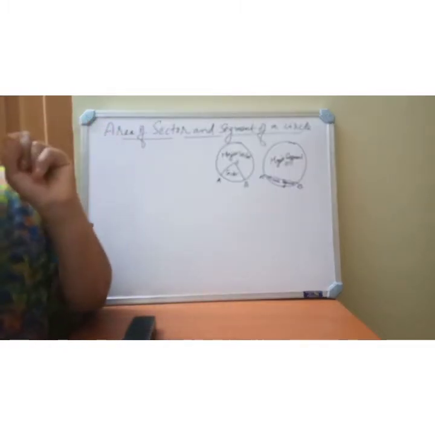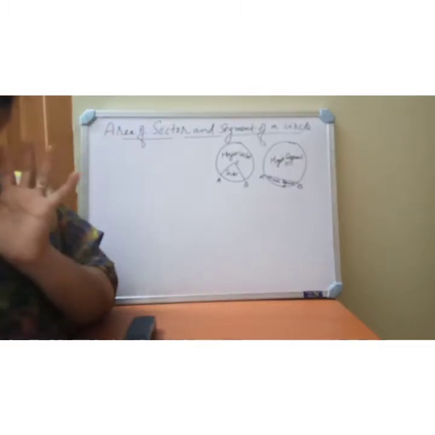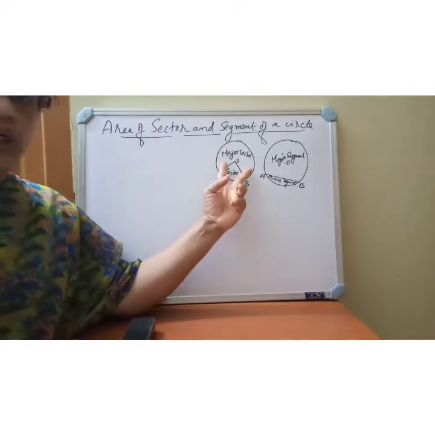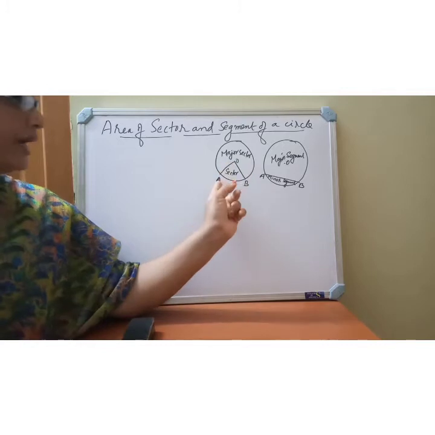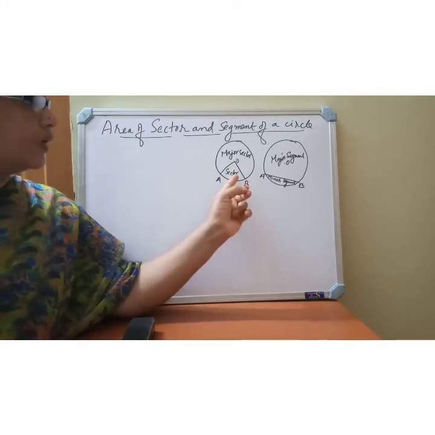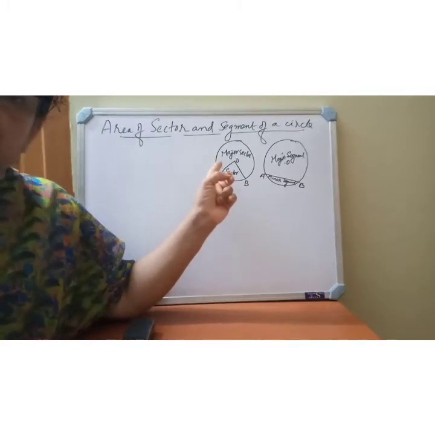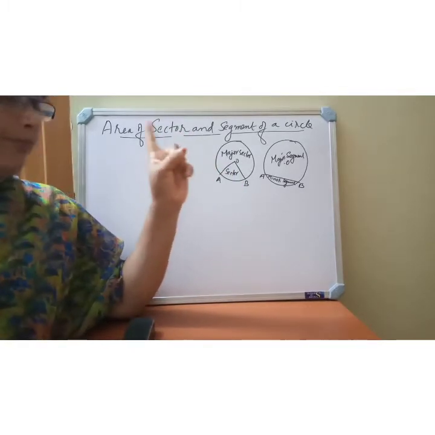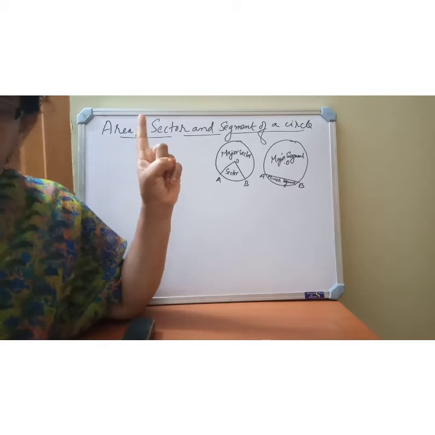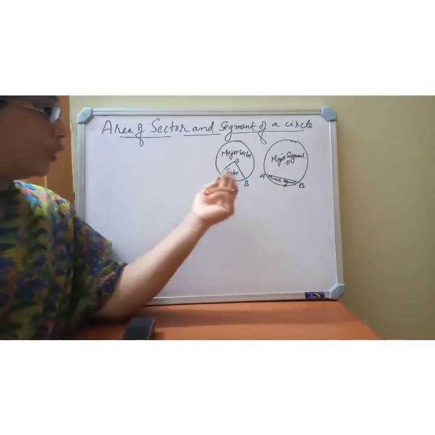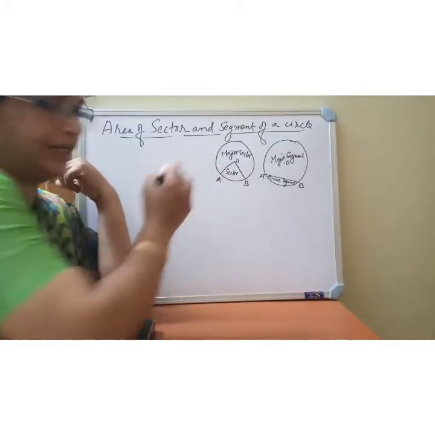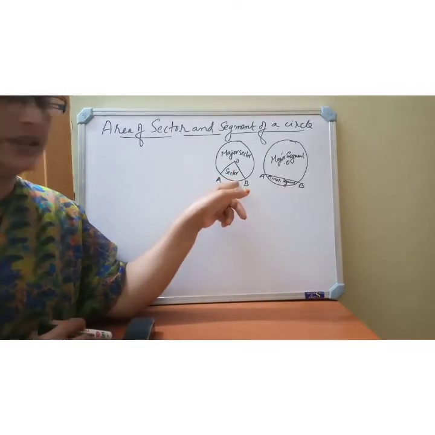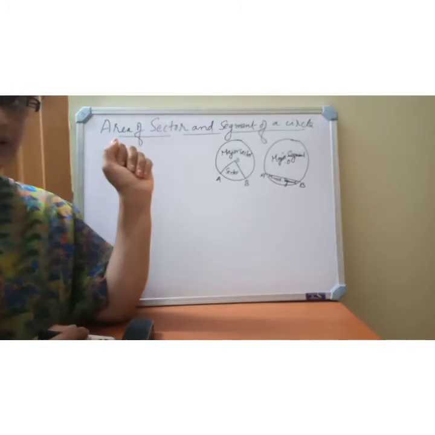So what is meant by the definition of a sector? The part of a circular region enclosed by two radii and the corresponding arc is called the sector of a circle. What is the sector of a circle? The part of a circular region enclosed by two radii and corresponding arc is called the sector of a circle.